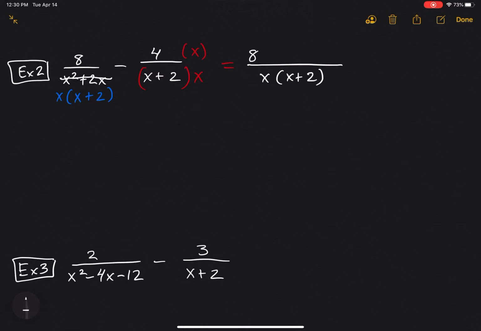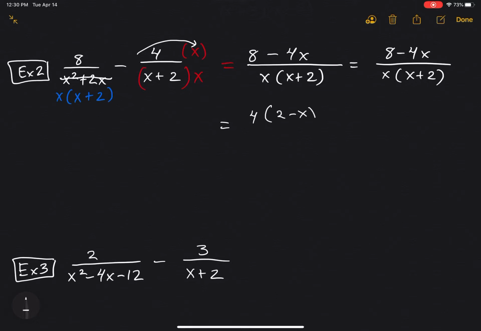Okay, notice on the top we just get an 8. Negative 4 times x makes negative 4x. And so we're going to leave this the way it is, because nothing factors out. Actually, there's something that factors out in the numerator, but it's not going to simplify anything, because we could factor out the 4 and get 2 minus x, and then x parentheses x plus 2 on the bottom. But notice how there are no common factors here. They're not going to simplify.